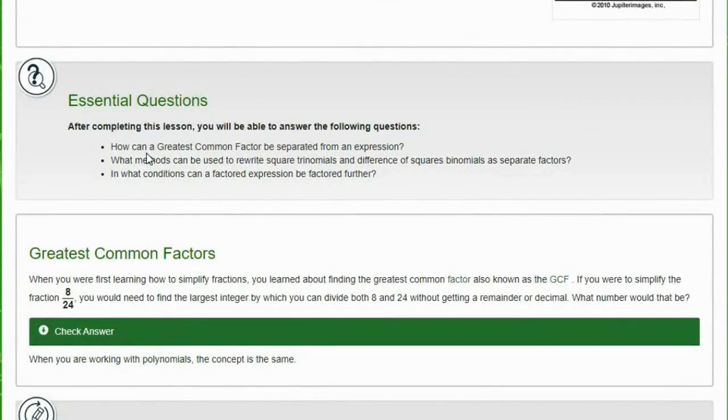All right, we're going to learn how a greatest common factor can be separated in an expression, what methods can be used to rewrite square trinomials and difference of squares binomials as separate factors, and in what conditions a factored expression can be factored even further.